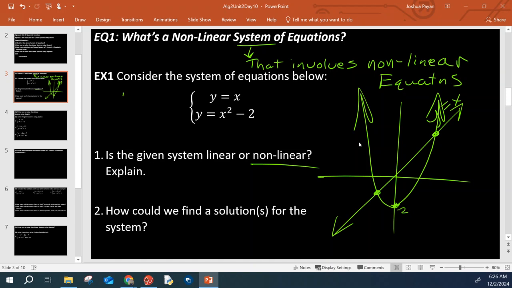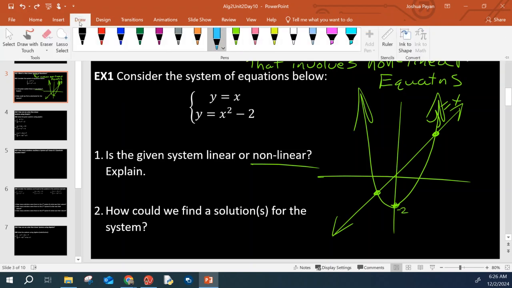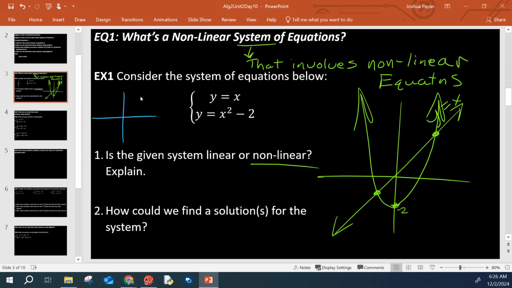If I had a linear system, let me do that in a different color, let's say this was some function, we'll call this f, and this was another linear function, we'll call that g, they would only have 1 point of intersection, meaning they would only have one set of solutions, x and y. Here, on the other hand, we would have 2 solutions. This would be one solution, x1, y1. This would be another solution, x2, y2.